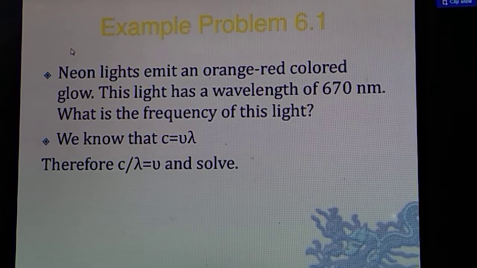Neon lights emit an orange-red colored glow. This light has a wavelength of 670 nanometer. What is the frequency of this light? So this is a very, very important question.